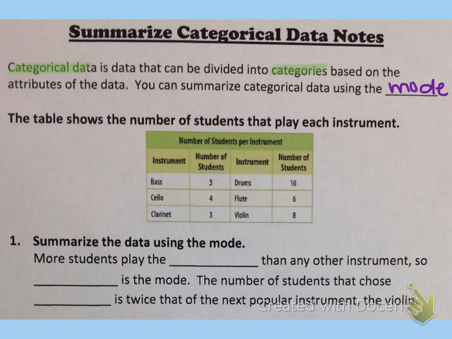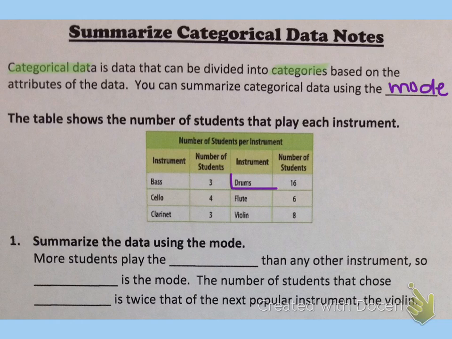The table shows the number of students that play each instrument. Summarize the data using the mode. As we look at the table, we see there are 6 instruments and there are several students that play each instrument. But I noticed that one stands out in particular as the most. And remember, mode means most.